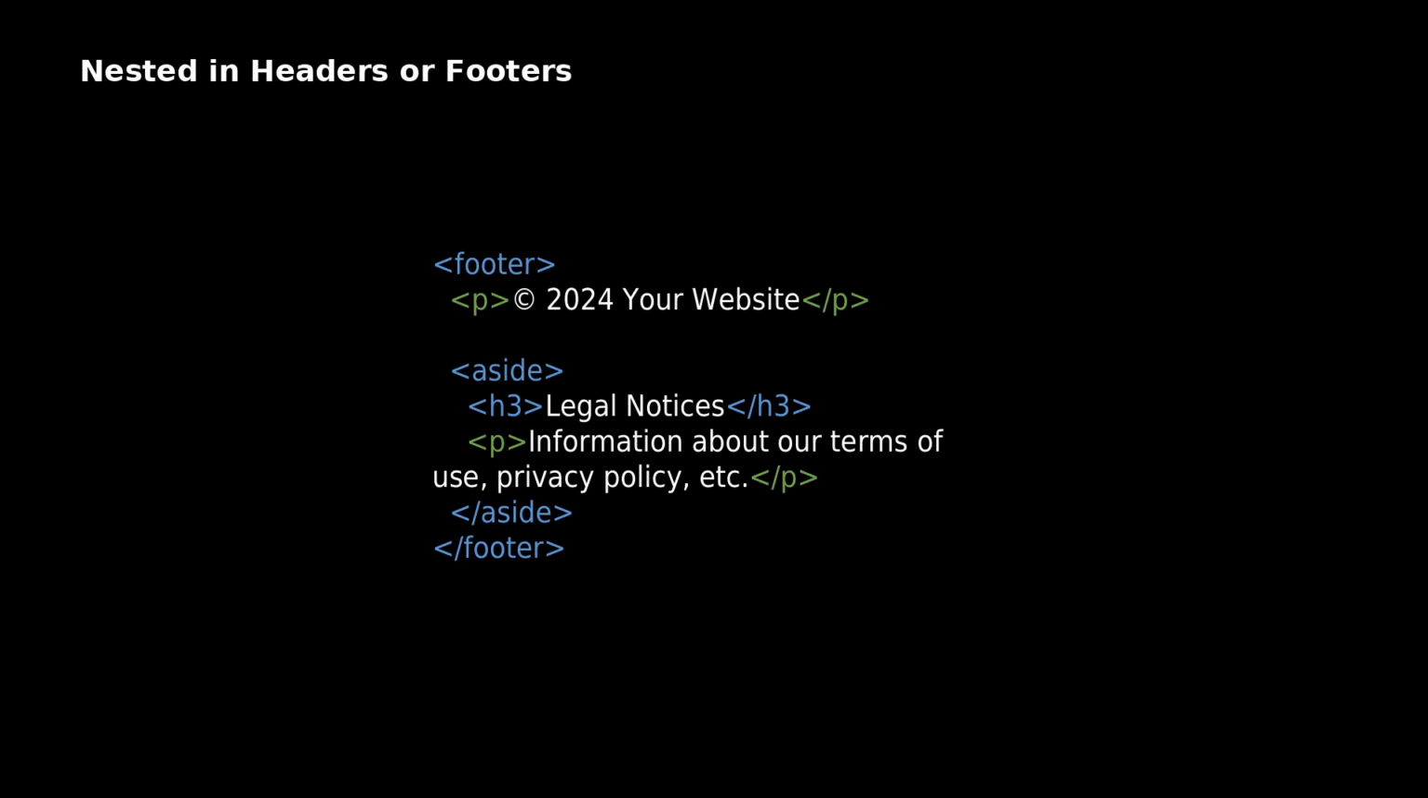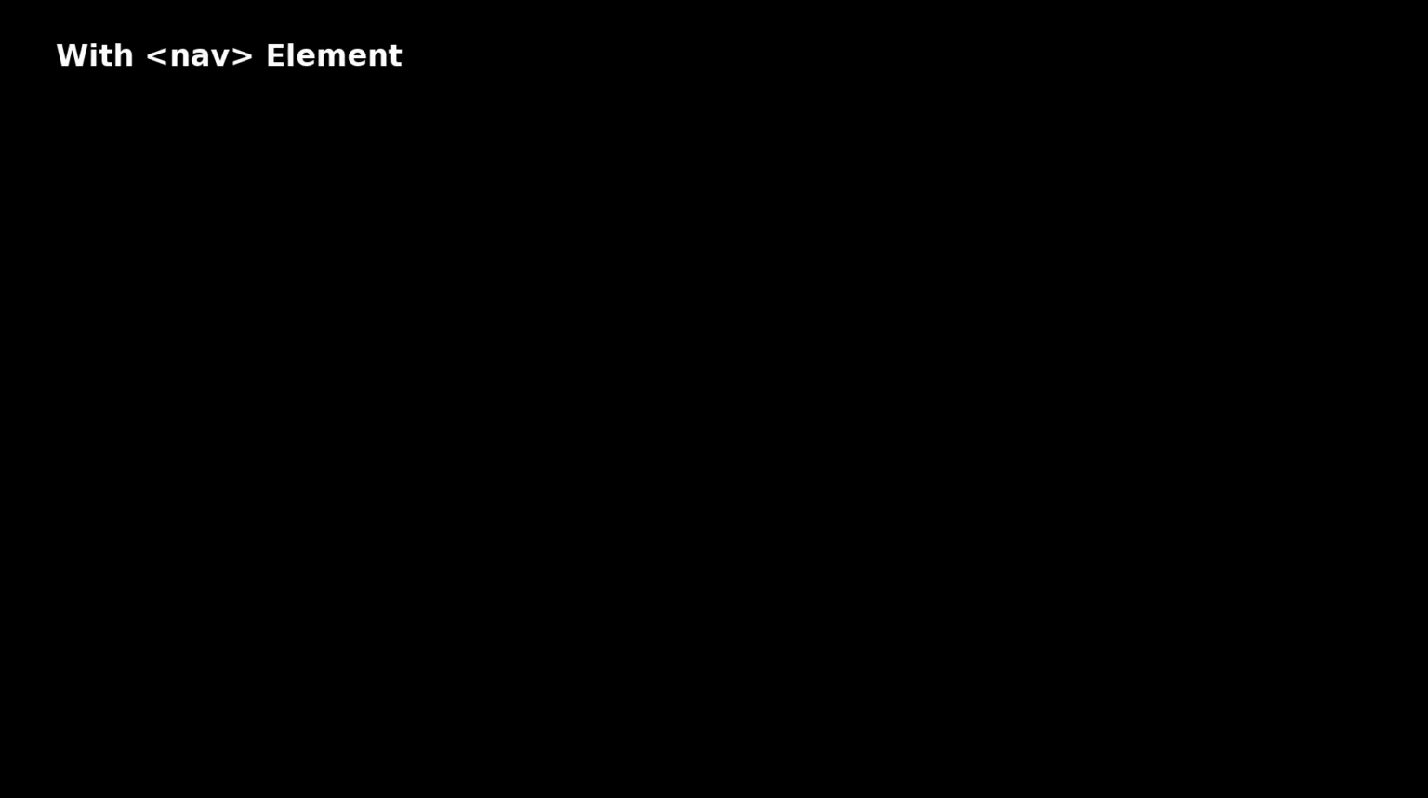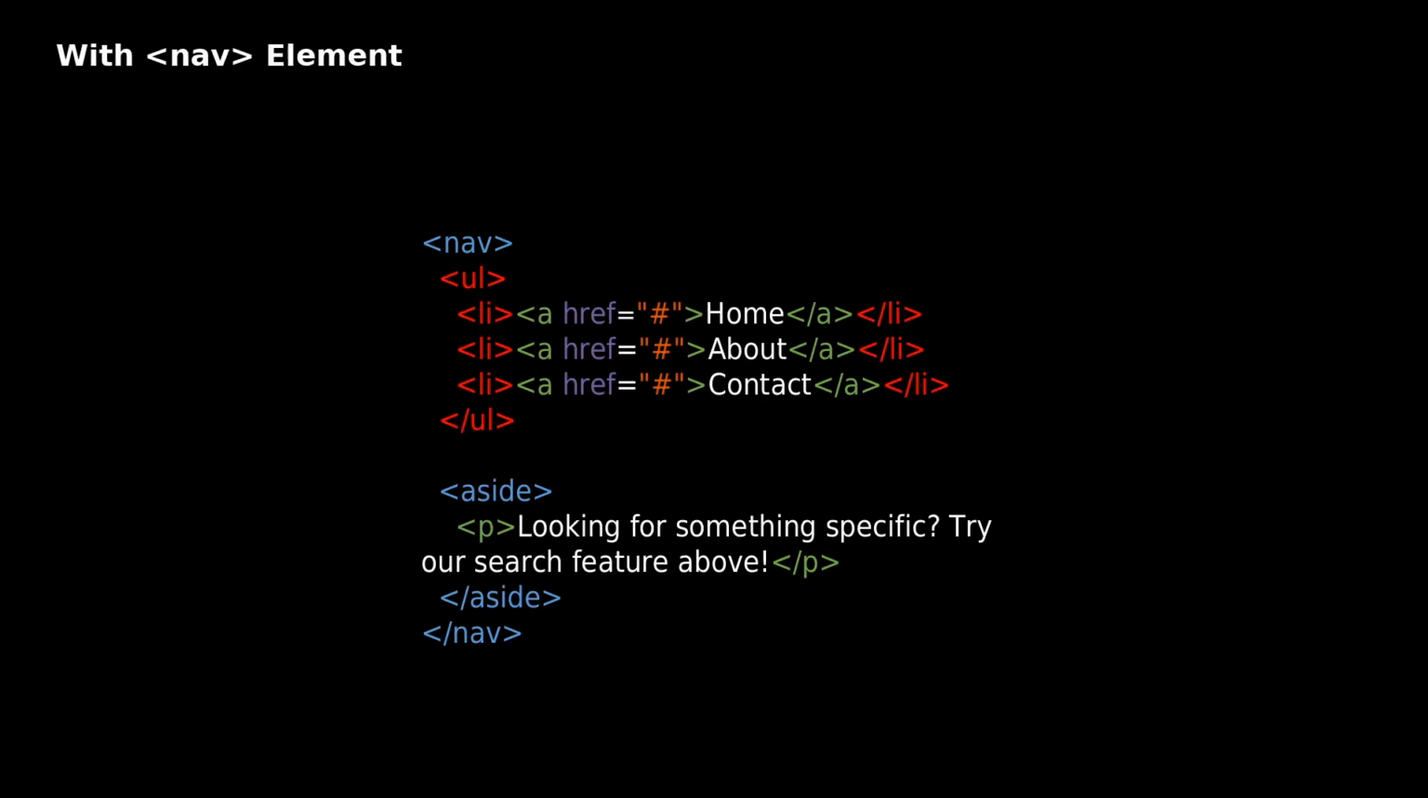For example, in the footer over here, you can add extra information such as legal notices with the nav element. Though not as common, you could place an aside element within or near the nav element, particularly when adding helpful tips or extra information related to navigation. For example, search bars, site maps, and so on. By carefully considering where and when to use the aside element, you can make your page more understandable, accessible, and organized.